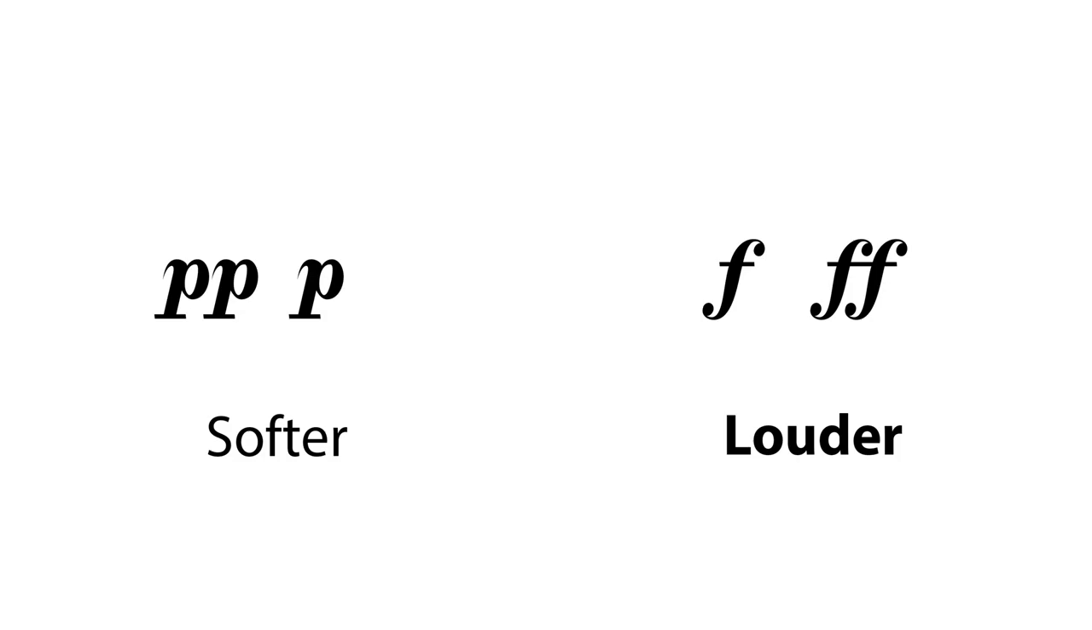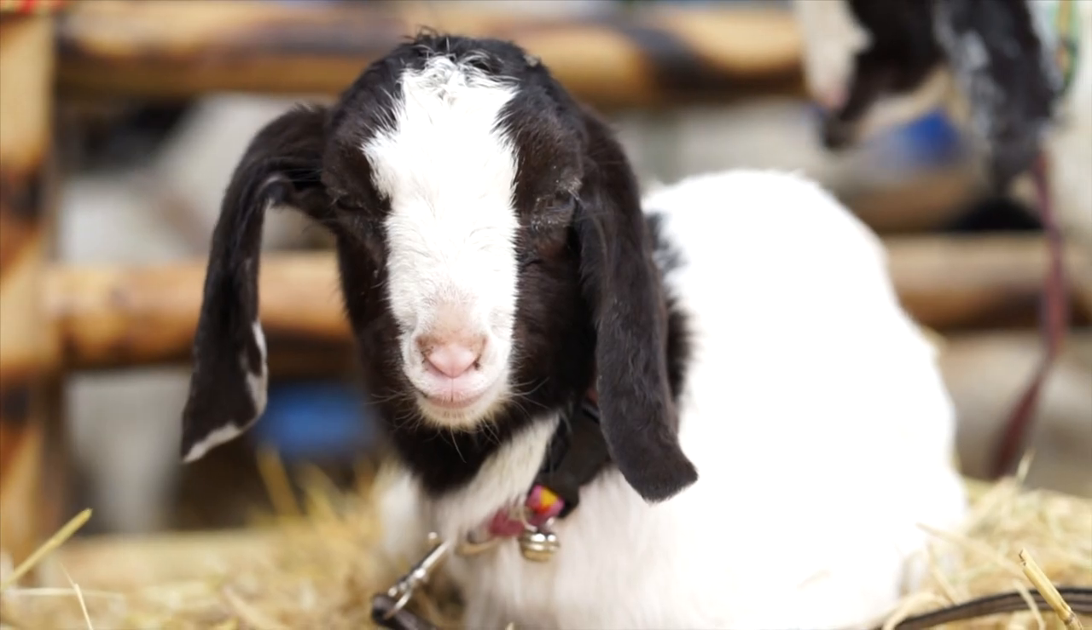Dynamics is how loud or how soft you should make your performance. These instructions come in the form of sudden fixed transitions from one dynamic to another. The letter F written in this sort of bold italic font means loud. On the other side, this P means soft. Why F and P, you ask? Italian words, forte and piano. Forte being loud, piano being soft.